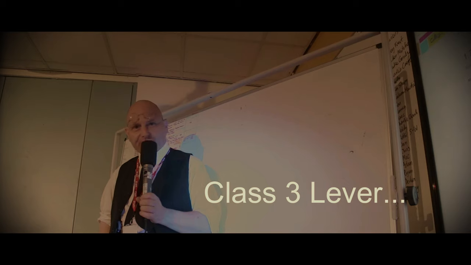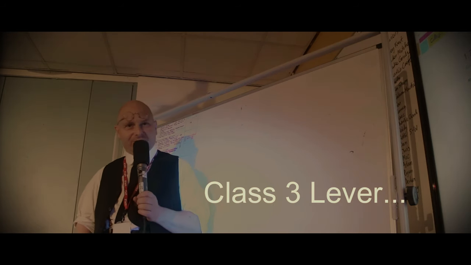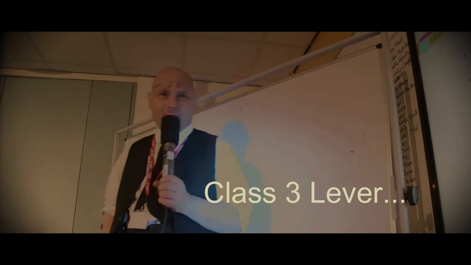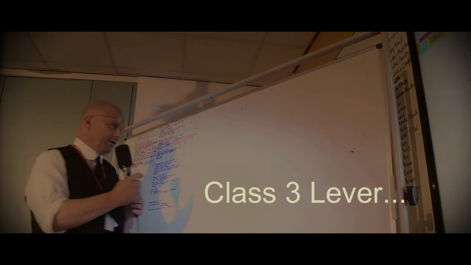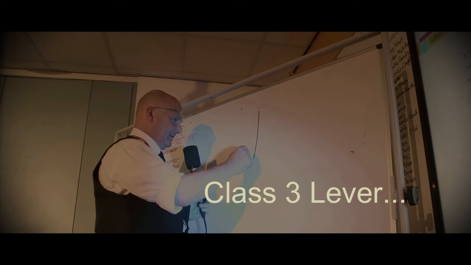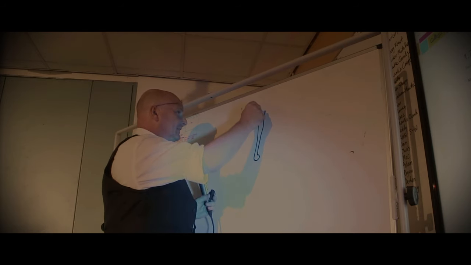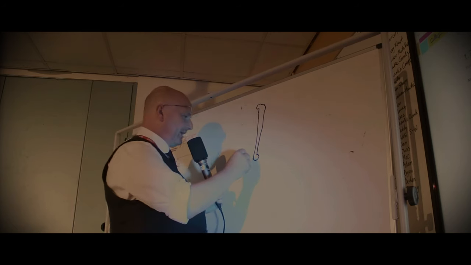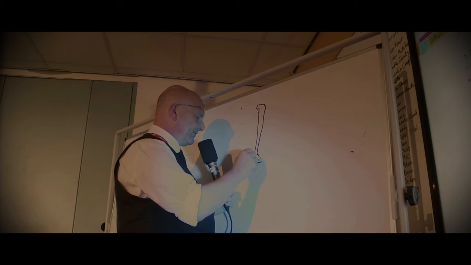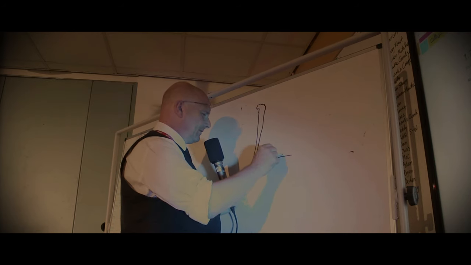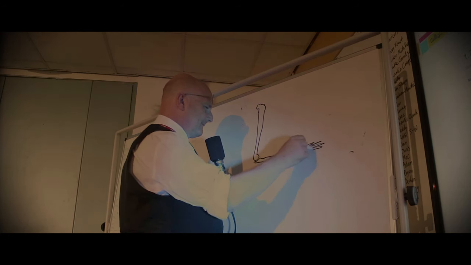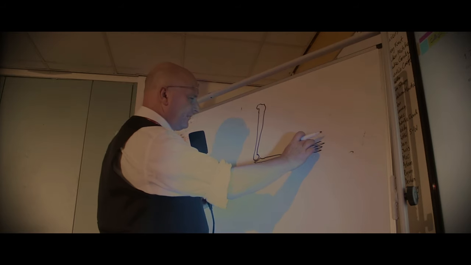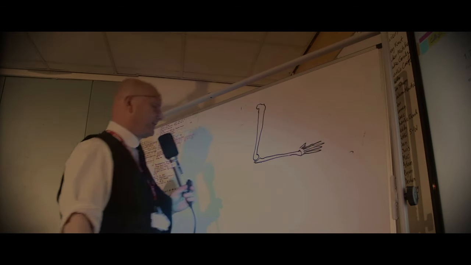As for class three levers, I didn't start with class one, the seesaw. I started with class three, because I found a better example, and that is your elbow. So a class three lever is, there's your ulna, and that goes into your shoulder. Here's the ulna, here's the radius, and there's the hand. Oh, I've got six fingers. You've got five, four plus the thumb, haven't you?